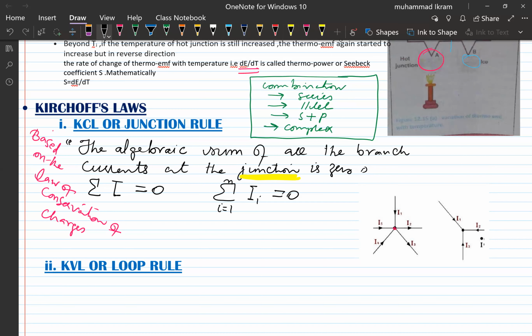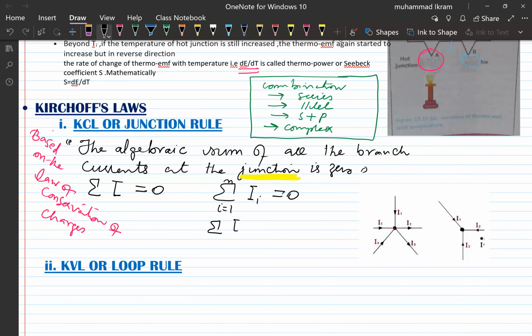So that is a junction. This is a junction. At the junction, because charges are neither created nor destroyed, the total amount of the charges within the circuit remains constant. So the current that enters is always equal to the current that leaves.